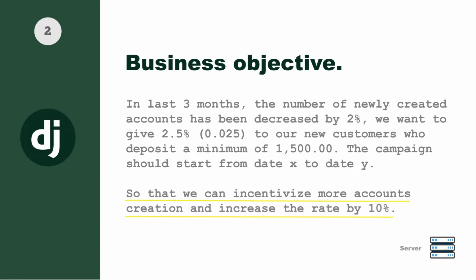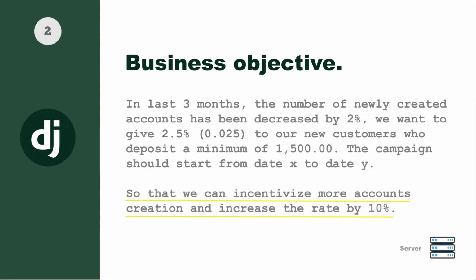Business objective. I will start by explaining how data can be modeled quickly using a relational database management system. The majority of businesses now use relational databases instead of NoSQL databases. But before we even model our data, we need to start from the business objective. For our business objective, we have that in the last 3 months, the number of newly created accounts has decreased by 2%. We want to give 2% to our new customers who deposit a minimum of $1,500. The campaign should start from date X to date Y.